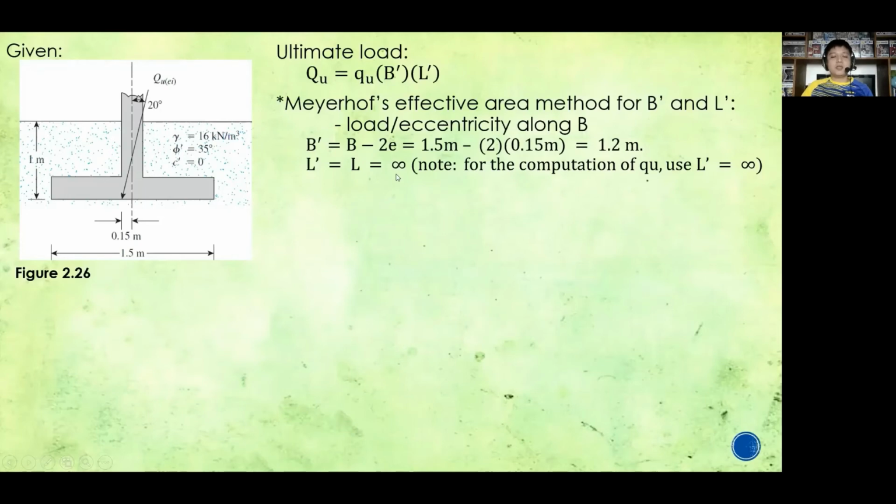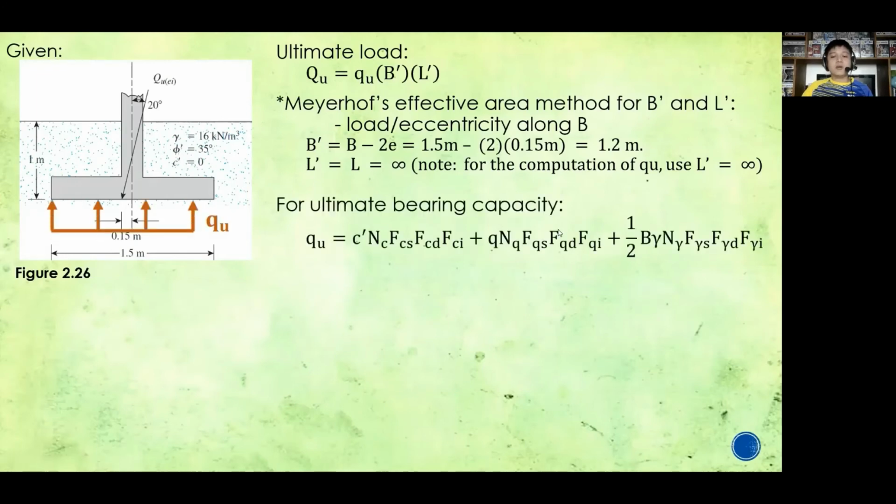Again, for computation of the pressure, use L as infinite, but for computation of force, use per unit length. Comparing the two, 1.2 and infinite value, the lower is B prime, therefore B prime is 1.2, and the longer is the infinite, which is for L prime.